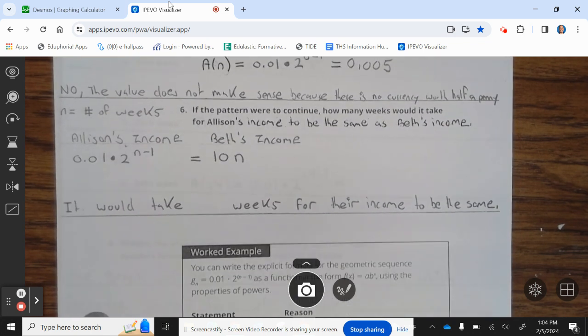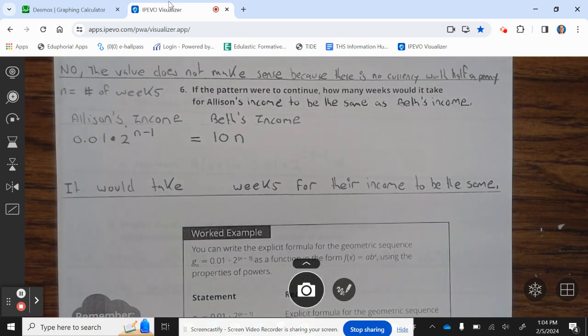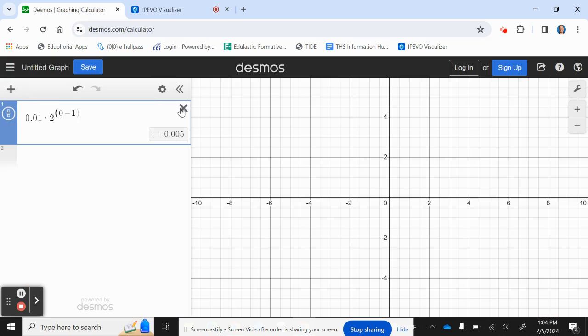Let's take a look at number 6. If the pattern were to continue, how many weeks would it take for Allison's income to be the same as Beth's income? Let's let n equal the number of weeks, so that Allison's income equals Beth's income. And we need to graph and find the point of intersection. So let's go ahead and do that now.